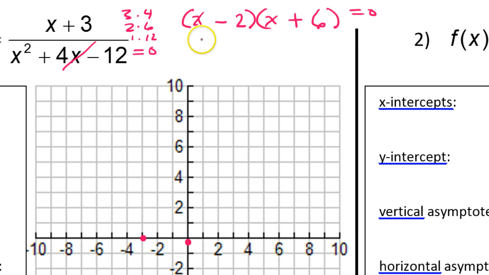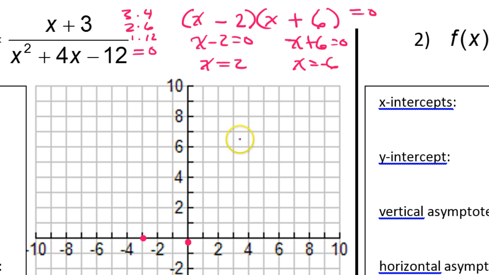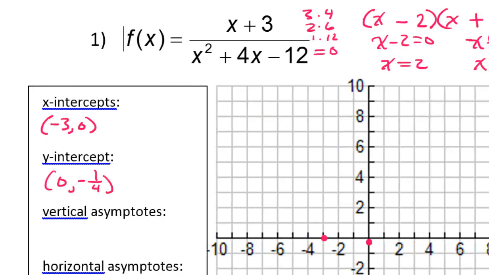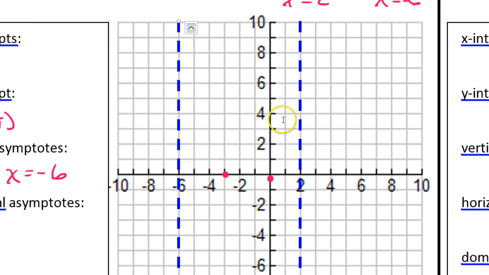I will get the actual zeros by setting these equal to 0. So if I set x minus 2 equals 0, that gives me x equals 2. If I set x plus 6 equal to 0, that's going to give me x equals negative 6. So these are my two vertical asymptotes, x equals 2 and x equals negative 6. Okay, I'm going to go ahead and graph those vertical asymptotes. Alright, so there you go.